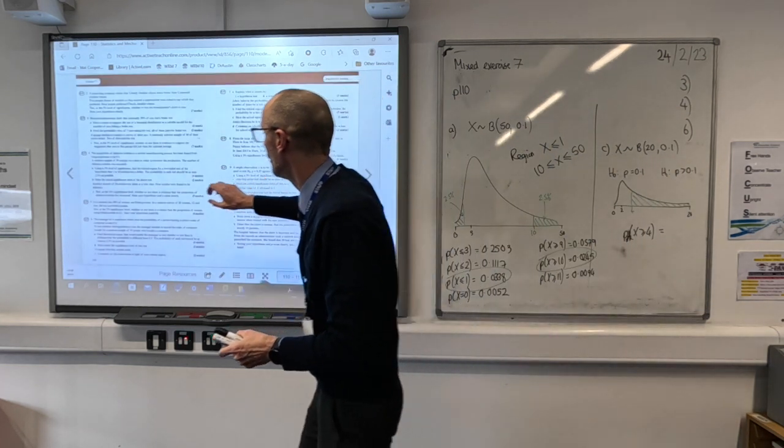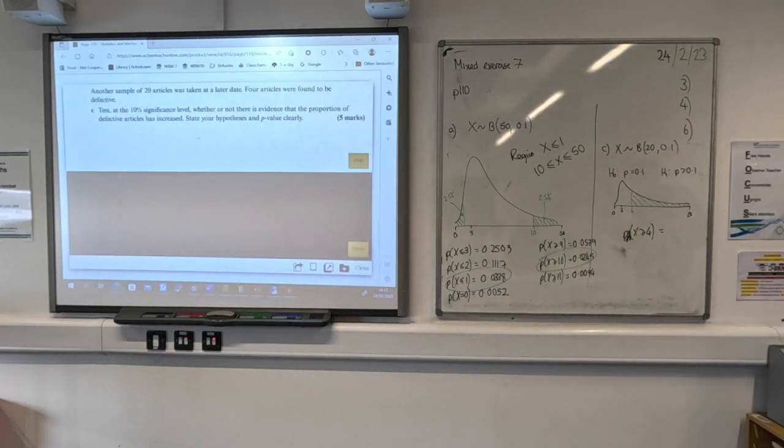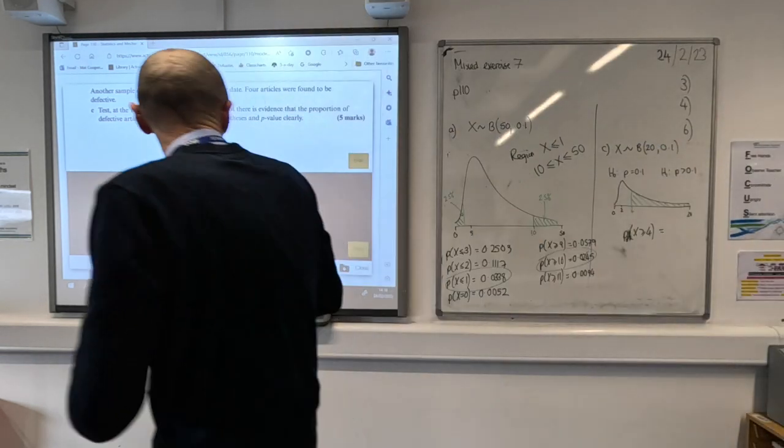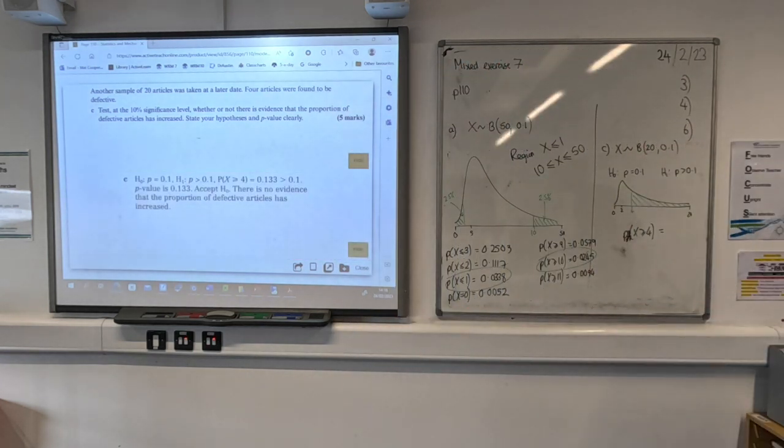Part C goes on to a normal hypothesis test question. So here we're now testing 20 articles, and this time it's a one-tailed test because we're asked, is there evidence that the proportion of defective articles has increased? So we're asking, is it bigger? 4 is bigger than the peak, which comes at 2, so we're looking at the top end. And, well, you get 0.133, I don't know why they've rounded it to 3 decimal places, but that's bigger than 10%, bigger than 0.1. So again, no evidence to support a change.